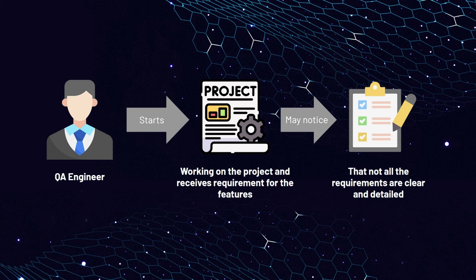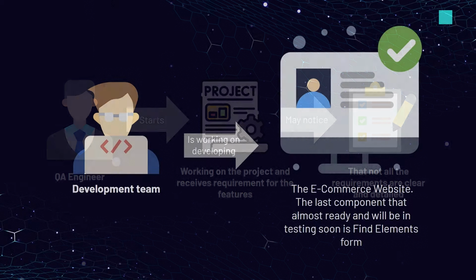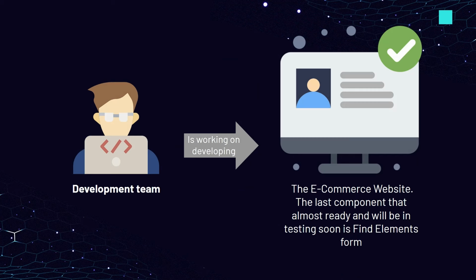When a QA starts working on a project and receives requirements for the features, the tester might notice that not all of them are clear and detailed. Sometimes those requirements are absent altogether. Let's take a look at such an example. Imagine that the development team is working on developing an e-commerce website. The last component that's almost ready and will be in testing soon is the Find Elements form.